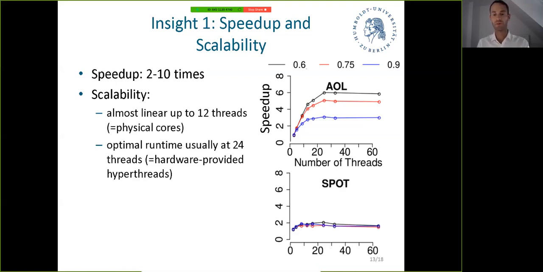This is a counterexample. So for this data set, the speed up is limited to 2, independent of the number of threads. And we found this is due to the short postings lists in the inverted index. We also repeated these experiments with enlarged data sets, and on the enlarged version of this Spotify data set here, the speed up was actually better than in this case here.